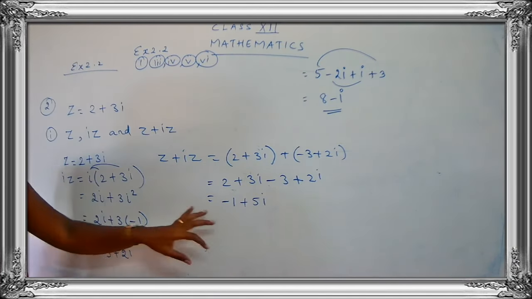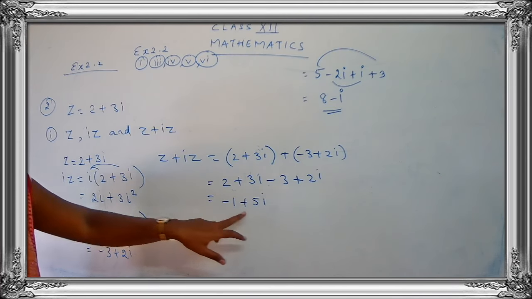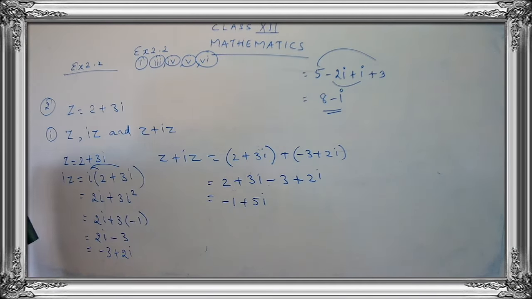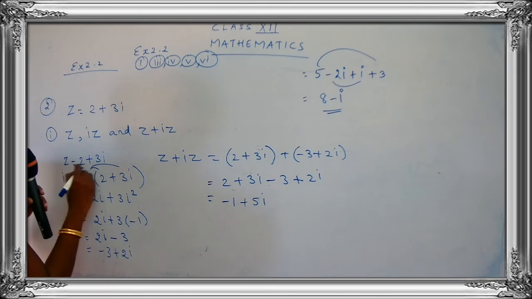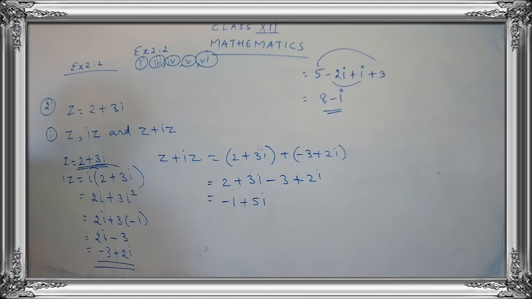This is already in the form of a complex number, a real part and an imaginary part. So I got the value for z as 2 plus 3i, the value for iz as minus 3 plus 2i, and the value for z plus iz as minus 1 plus 5i. So now we are going to graph them. What's the question? Represent the complex numbers in an Argand diagram.